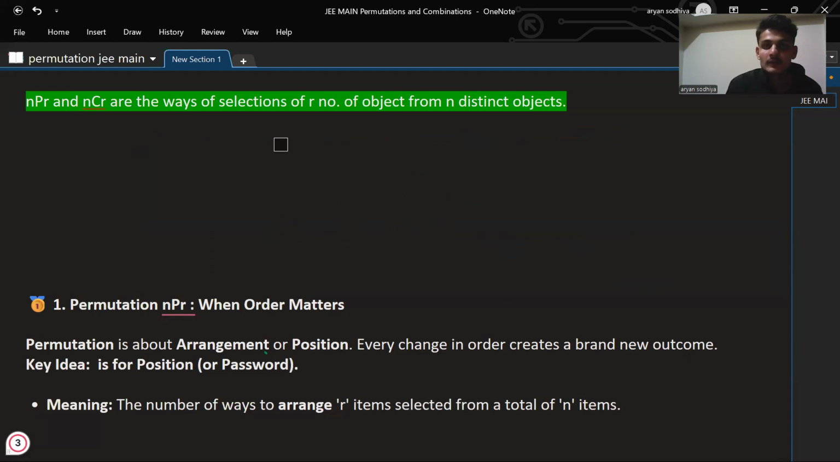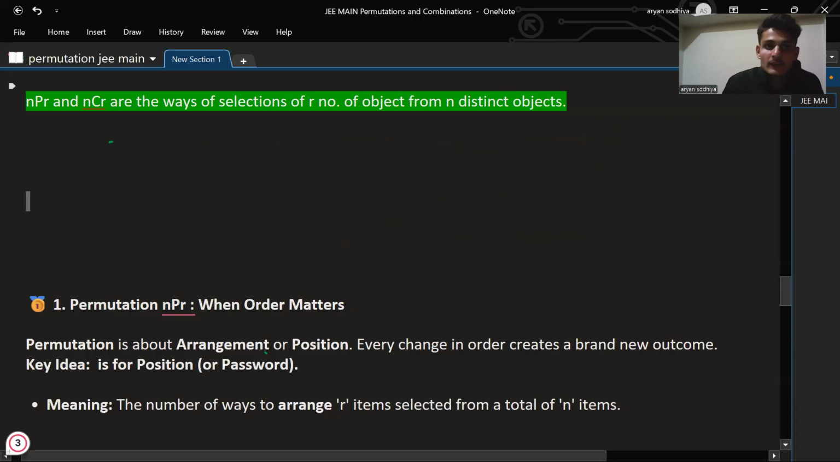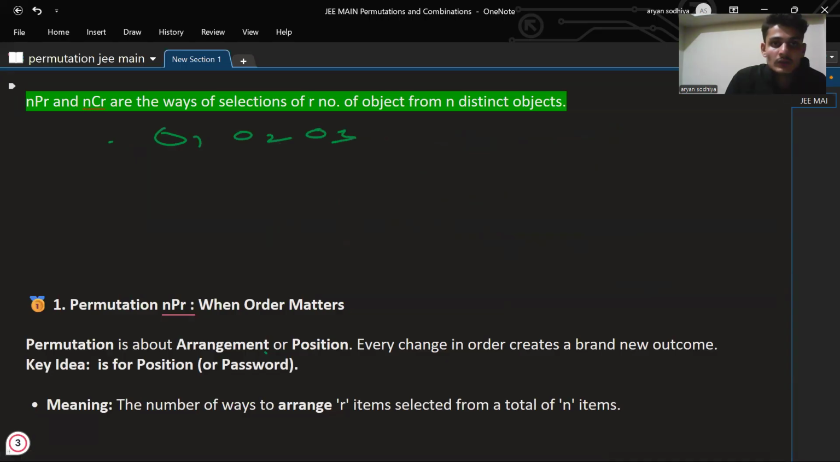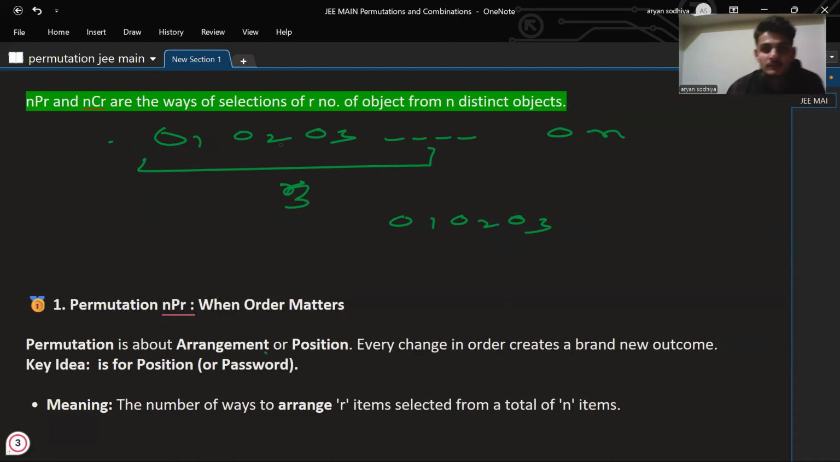Now let's see the difference. What is nCr and what is nPr? These are the ways of selecting r objects from n distinct objects. So there are n distinct objects O1, O2, O3 till On, and I need to select some r objects. If I need to select only three of them, say I selected O1, O2 and O3, how many ways can I do it? I can select these three or any other group of three.